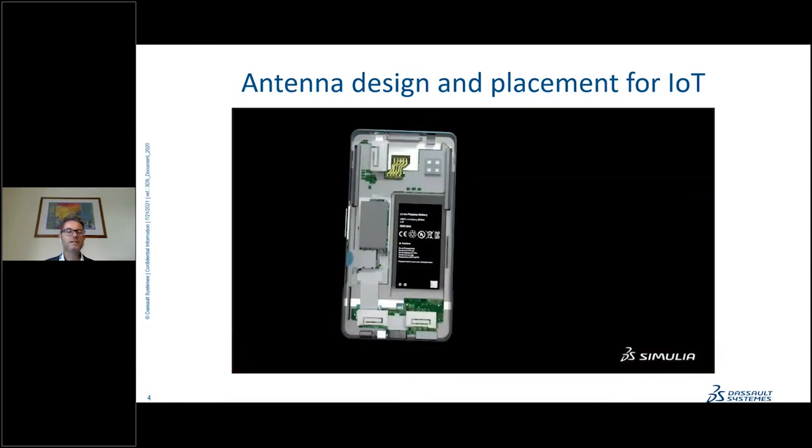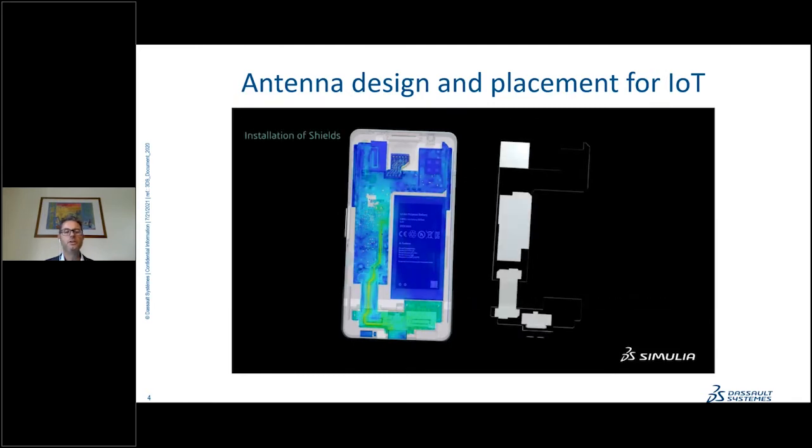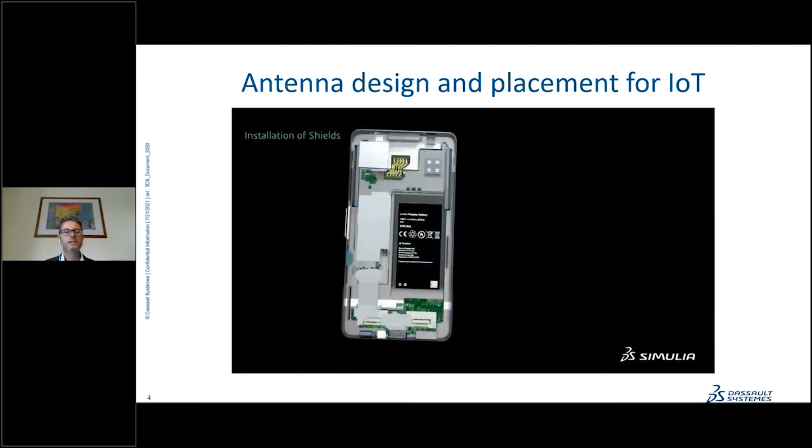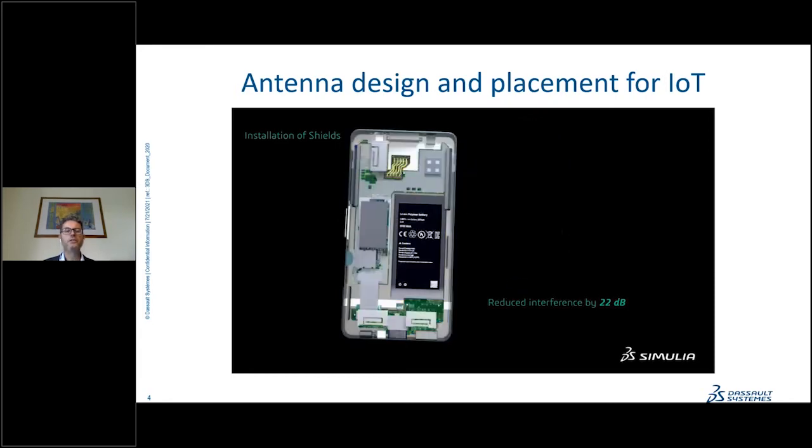Also, the success of your design will be to limit the coupling with the PCB. Here you see inside the mobile phone you have a PCB, and there is a USB channel. And as soon as there is a coupling between the USB channel and the mobile phone, you will have issues. So we can put some shields and have a reduced interference of 22 dB here.